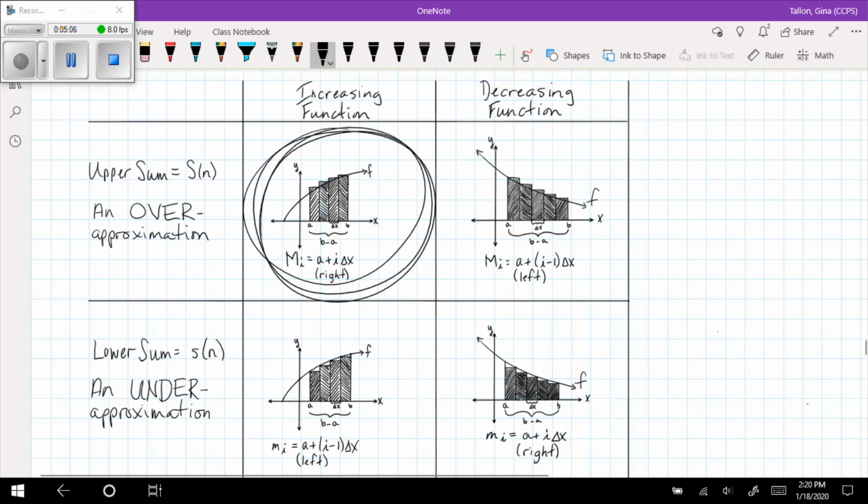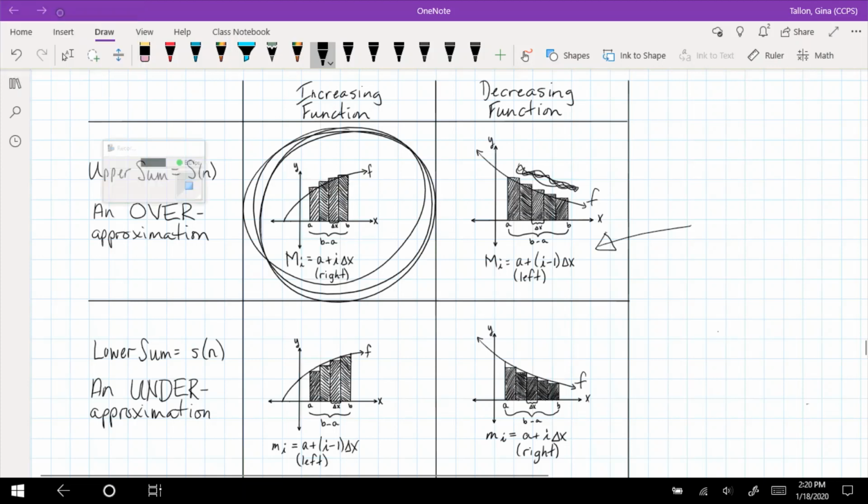If we had a decreasing function, the formula for your m sub i changes because now we do want to start on the left-hand side of our rectangles. I'm not really going to discuss any of that because it doesn't matter. We'll see that in just a minute. But you see how we still have an overhang of extra pieces on top of your function? That's what results in you getting an upper sum, because our approximation is above the true area.